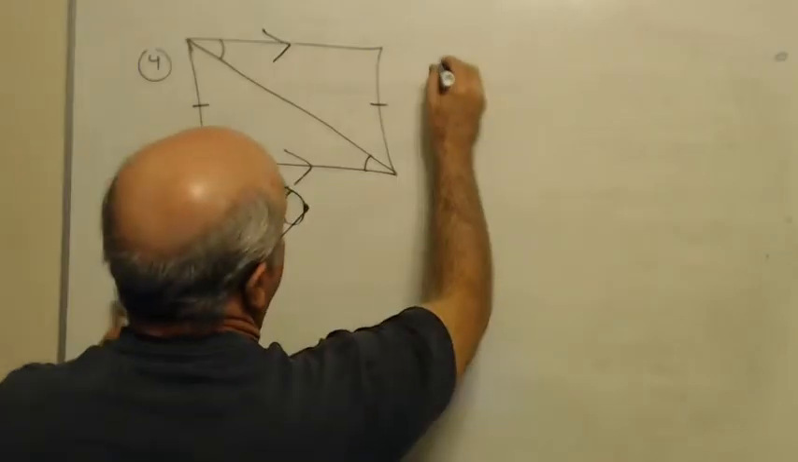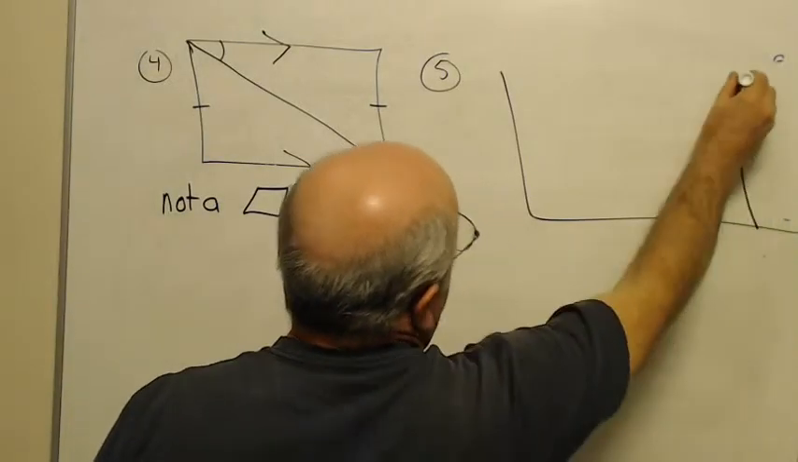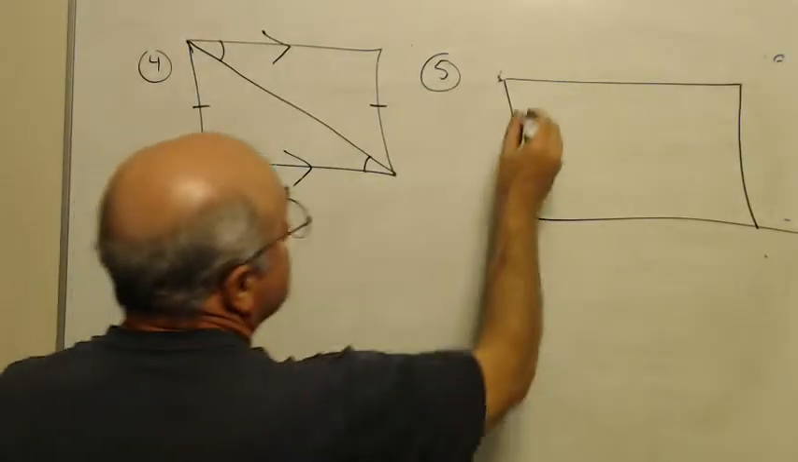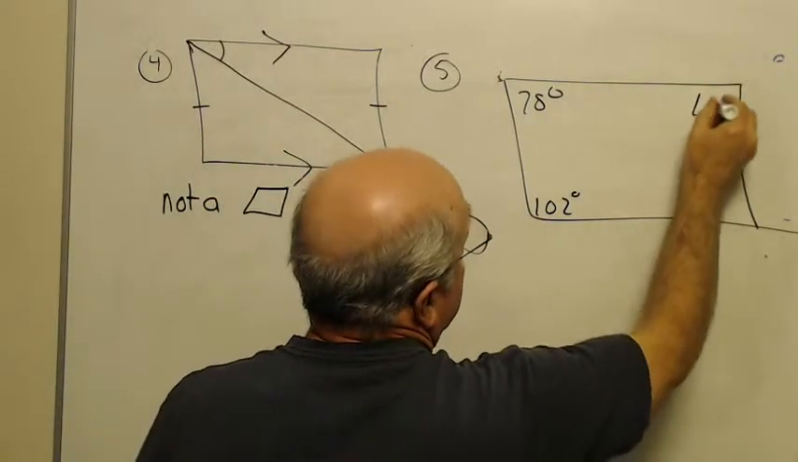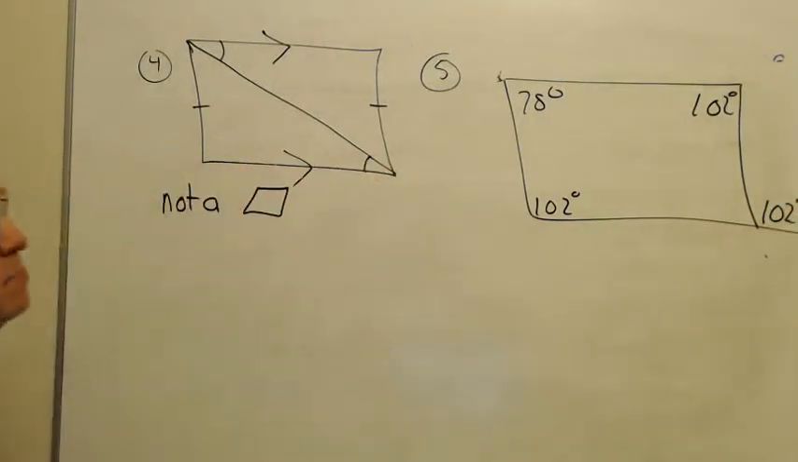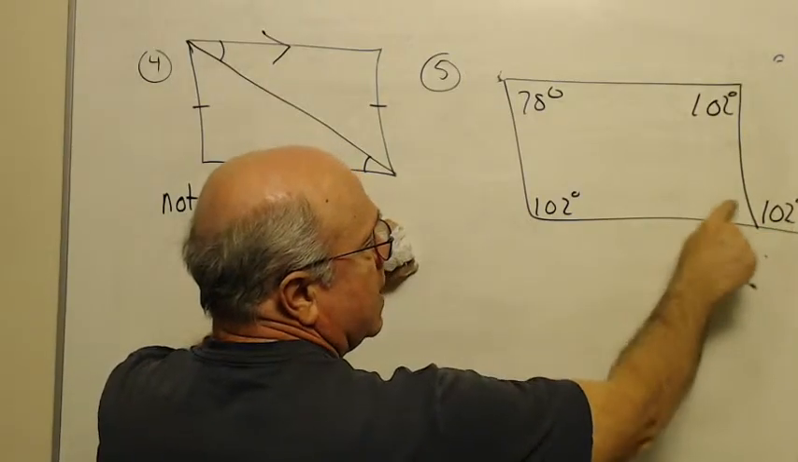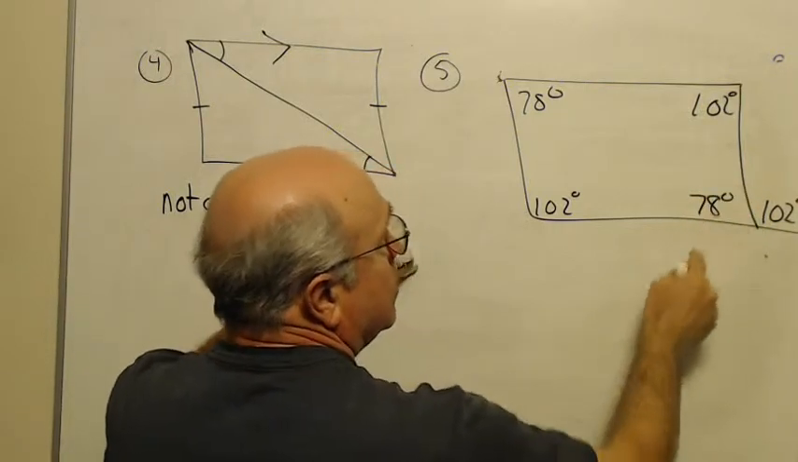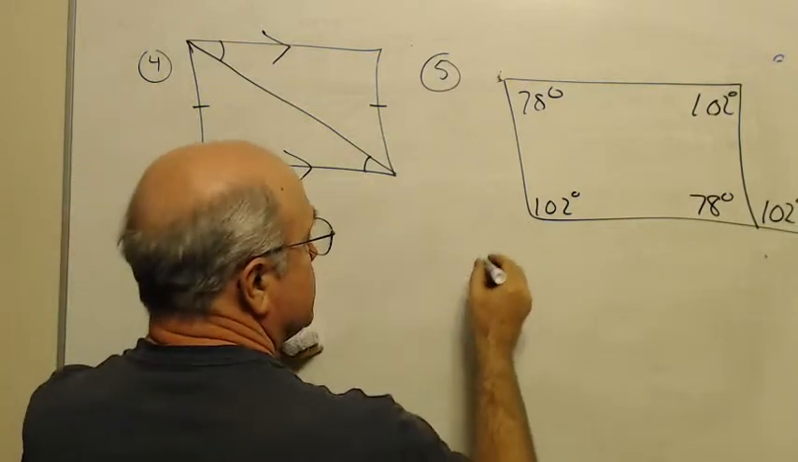Okay, on problem number 5, you've got a figure that looks something like that. And this is 78 degrees. This is 102. This is 102. And this guy on the outside is 102. Now, as it's marked, we don't have enough information. But since we know that if that's 102, that's its linear pair, it has to be 78. Now we can see that both pairs of opposite angles are congruent. So we can say that yes, this is a parallelogram.